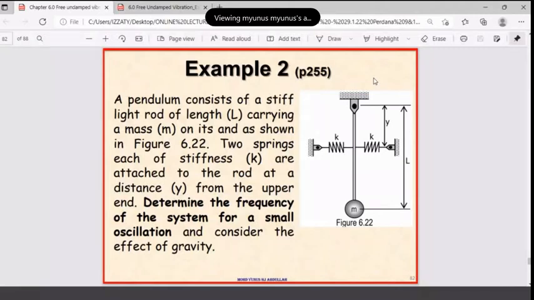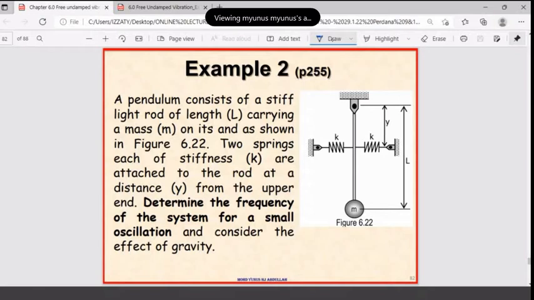Before we do anything, we'd like to make a small correction here. This one is not in your notes or in your book. Please put in this sentence, otherwise the solution will not comply with the theory that we learned in class. So this is correct: determine the frequency of the system for a small oscillation, correct?